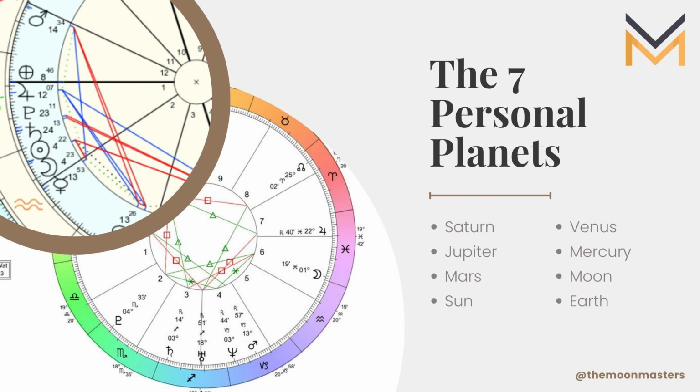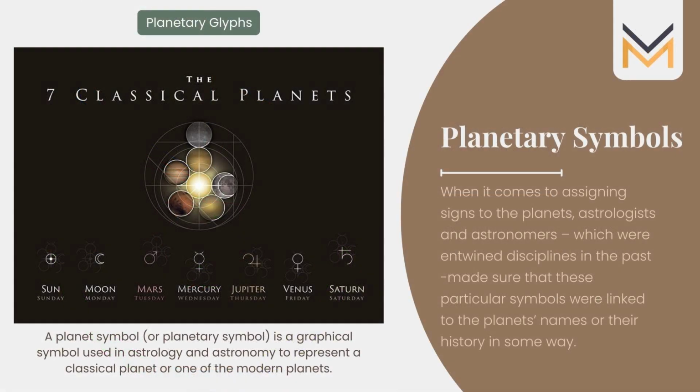Because this is an introductory video, we'll only be focusing on the 7 personal planets, which are Saturn, Jupiter, Mars, Sun, Venus, Mercury, and the Moon. These planets are said to have more of a direct influence on our lives because they're the 7 planetary spheres that are closest to the Earth.